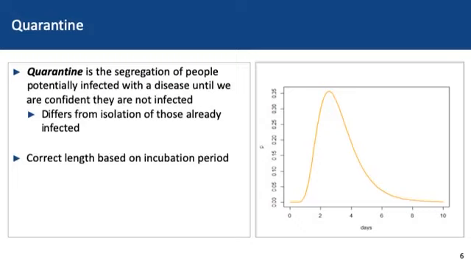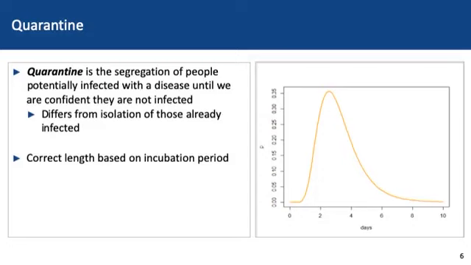So first, let's talk about quarantine. Quarantine is the segregation or isolation of people potentially infected with a disease until we're confident they're not infected. So this is taking, say, somebody who had been exposed to somebody with Ebola and having them stay in a room where they're not in contact with anyone else and not potentially infecting anyone else until we're confident that they're not going to develop Ebola symptoms and they're not infected. And it's important to note this is different from isolation of those who are already infected, where we have somebody who's already developed symptoms of, say, Ebola, and we're keeping them out of the general population.